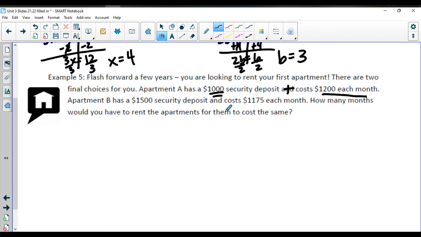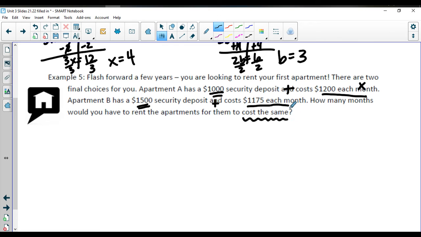So if we're thinking which one is potentially going to happen more than once and going to get the variable, it's going to be this one, the $1,200 each month. So I'm thinking this is probably going to be our X. Apartment B has a $1,500 security deposit and costs $1,175 each month. How many months would you have to rent the apartments for them to cost the same?